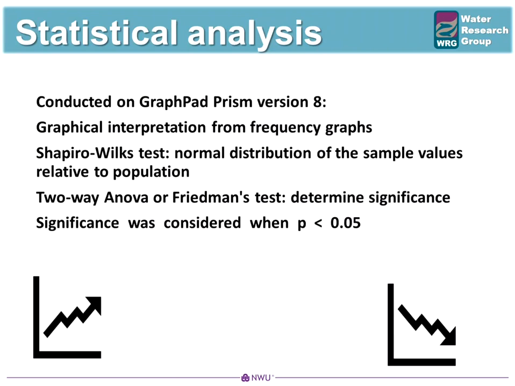Statistical analysis was conducted on GraphPad Prism version 8, where graphical interpretation from frequency graphs was conducted. A Shapiro-Wilk test and a two-way ANOVA Friedman's test was used to determine the significance, and significance was considered when the p-value was less than 0.05.